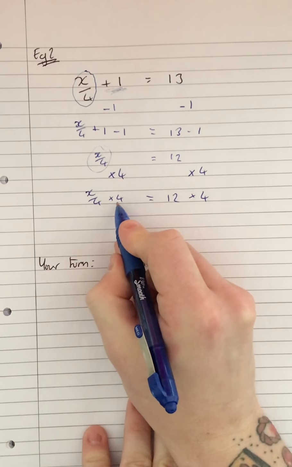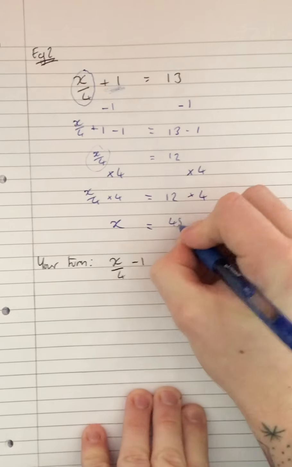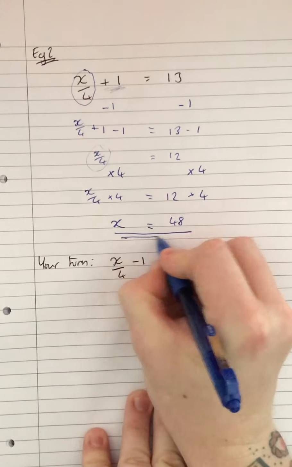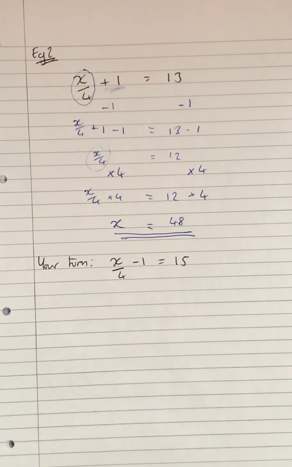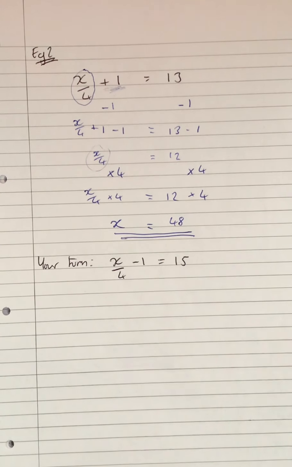Dividing by 4 and timesing by 4 cancel each other out. 12 times 4 is 48, and that's your answer. Okay guys, x can be a big number. That's absolutely fine. I know we're used to it being 2 or 5 or 6 or so on, okay, but it can be 48. That's not a problem.